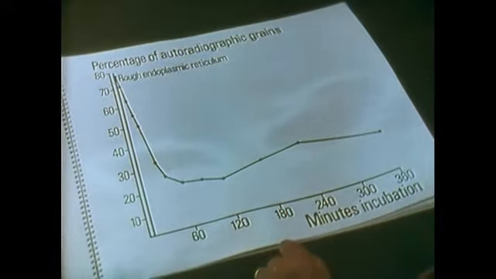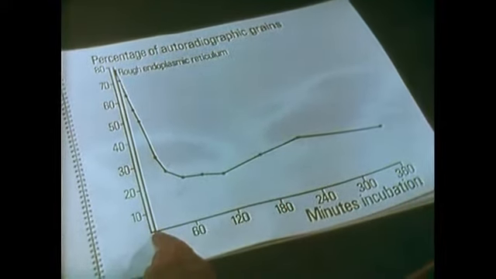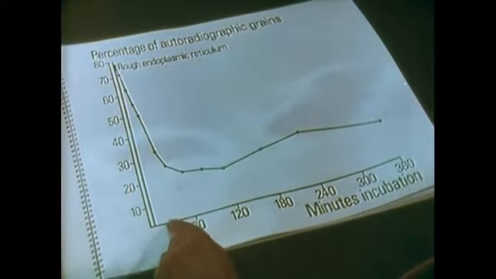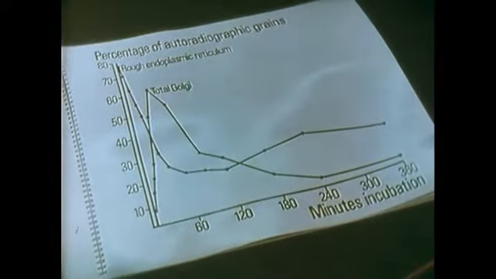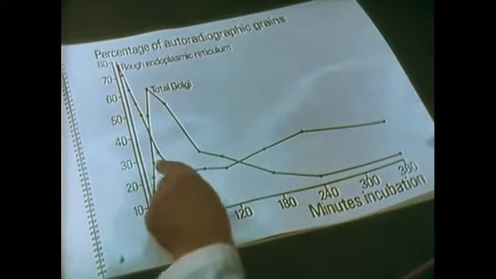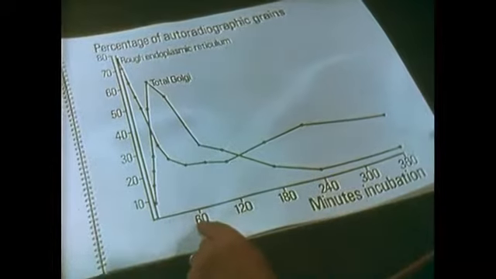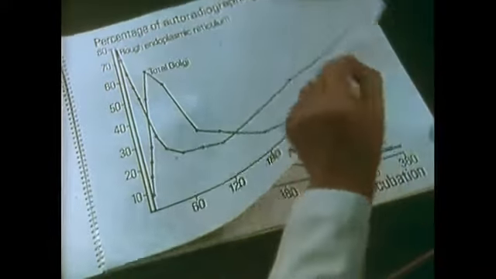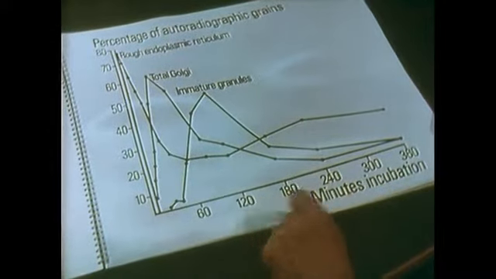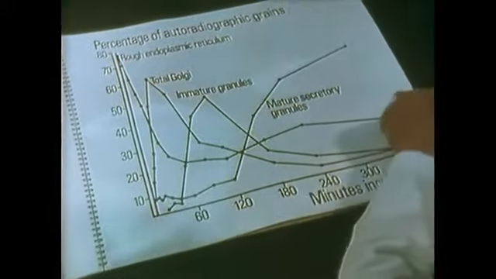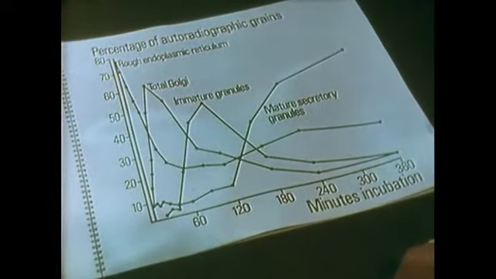At the end of the pulse, the majority of the grains, as indicated on this graph, are on the rough endoplasmic reticulum, but they move very fast out of this compartment. At 60 minutes during the chase, they are over the Golgi complex. At 120 minutes, they are over immature secretory granules. And later on, they accumulate progressively in mature secretory granules.